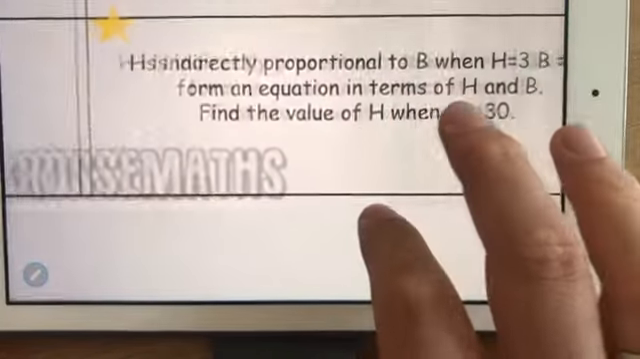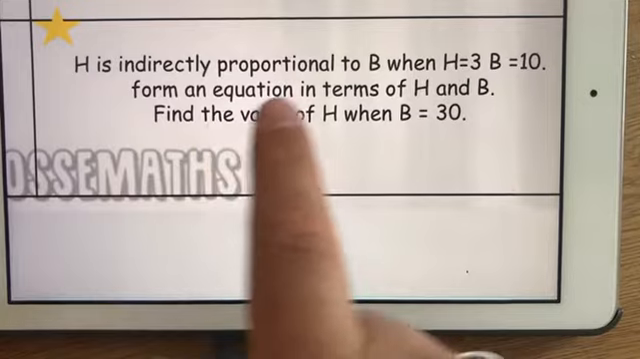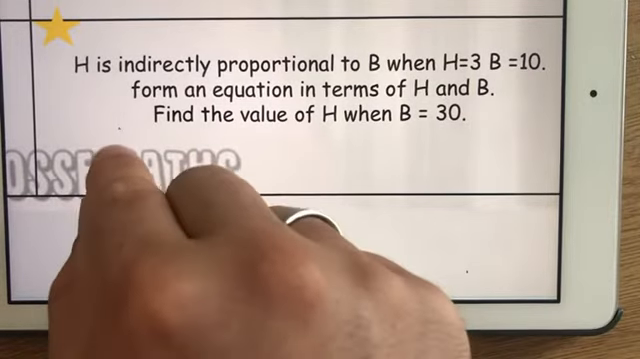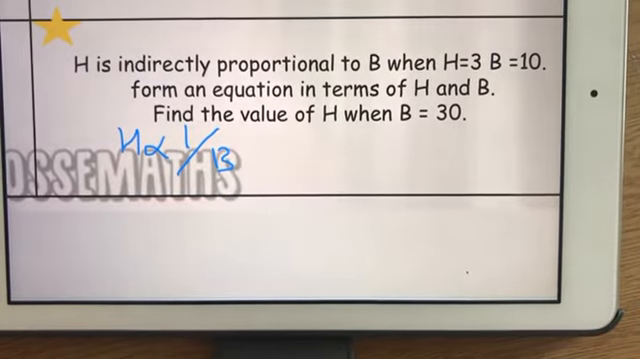Right, last one. That was 3 points. Very last one. A bit of proportion. H is indirectly proportional to B. When H equals 3, B equals 10. So indirectly proportional means 1 over whatever you're talking about.